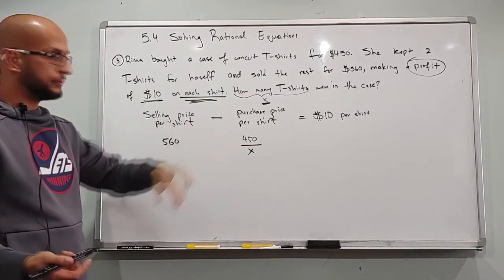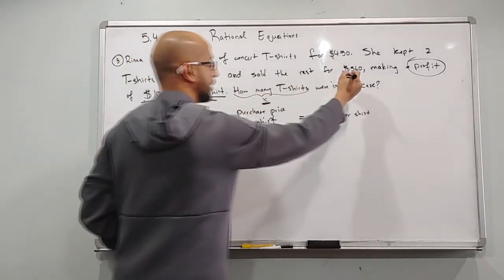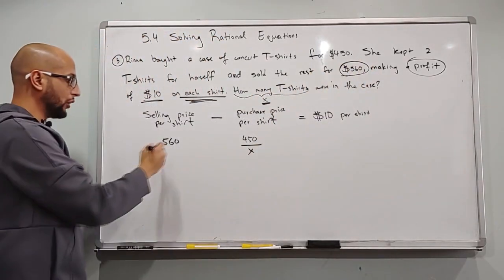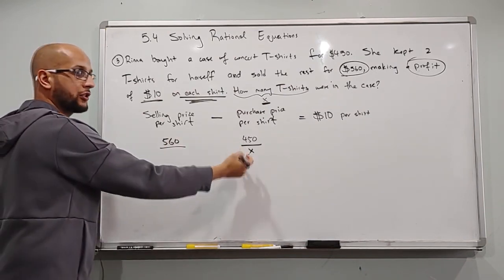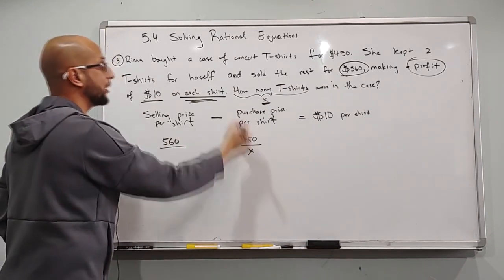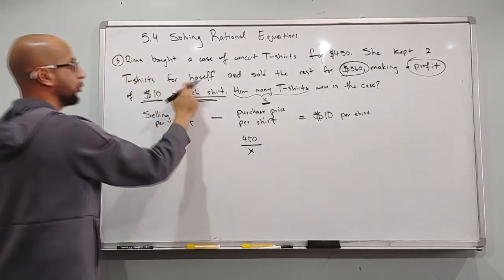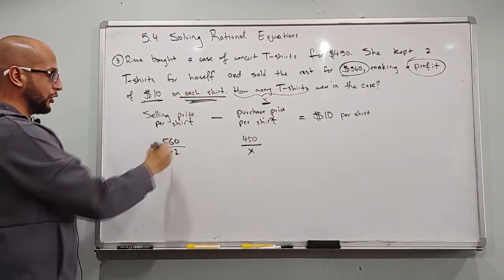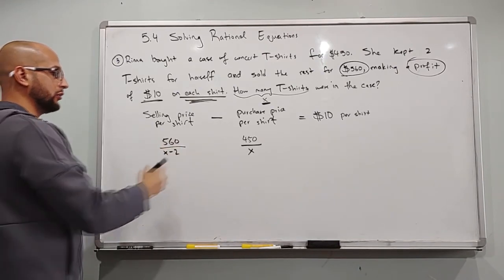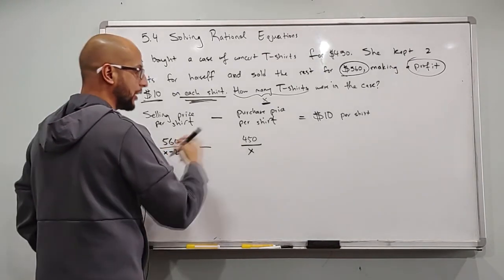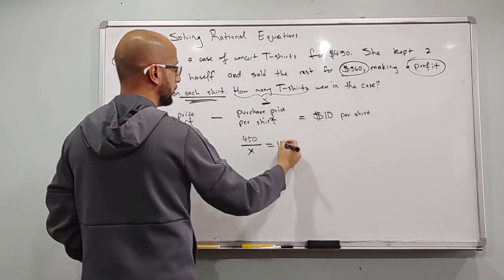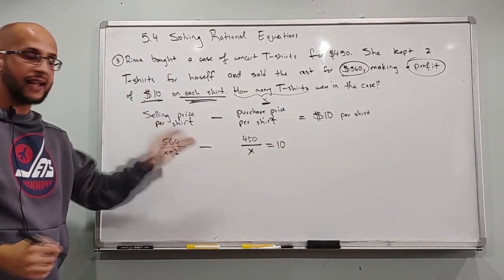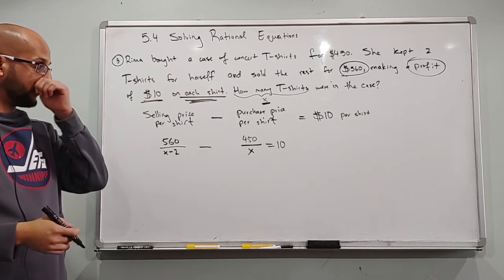The selling price, okay, there were $560. That's what it was sold for. But it's no longer X amount of shirts, right? Because 2 shirts were kept for herself, so it's actually X minus 2 shirts. So 560 divided by X minus 2 minus 450 divided by X will equal $10. And that's the equation that we need to solve for.